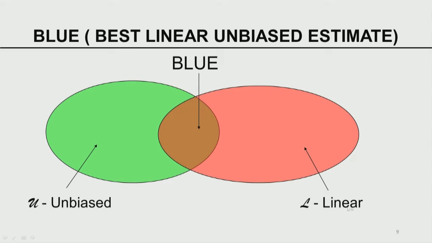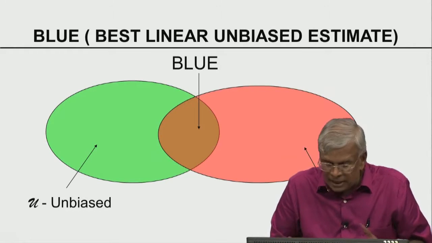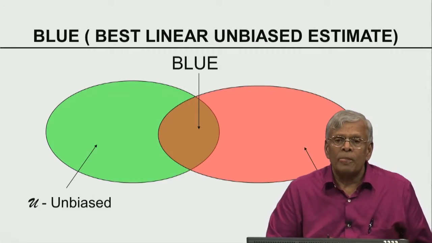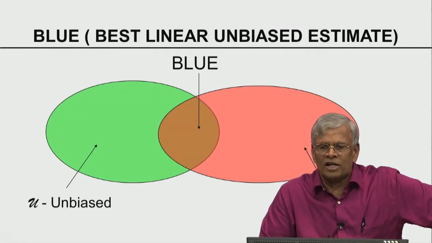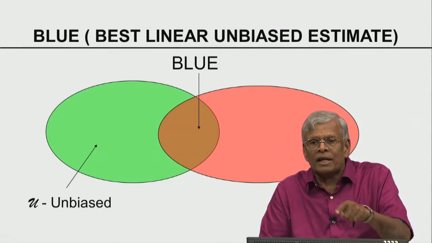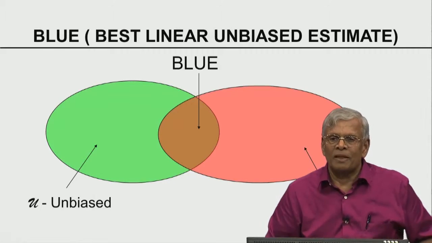L is the world of linear estimates. Some estimates are linear, some estimates are nonlinear. Some estimates are biased, some estimates are unbiased. So outside the green is biased. Outside the red is nonlinear. The intersection of unbiased and linear is called linear unbiased. Among all the linear unbiased estimates, LUE, L for linear, U for unbiased, E for estimate, I'm interested in the best linear unbiased estimate. Best in what sense? Best in the sense of minimum variance.